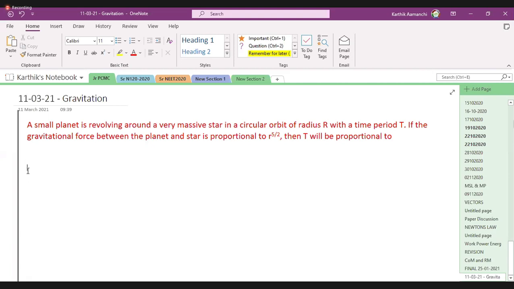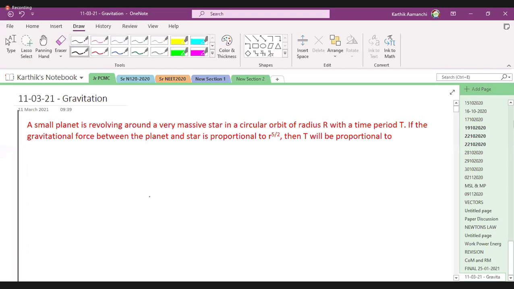So where a small planet is revolving around another large planet, what is happening? What are the forces on them? So centripetal force and the force GMm by r squared. Now what he says is, if the gravitational force between the planet and the star is proportional to r power 5 by 2, that means mv squared by r will also be proportional to r power 5 by 2. Yes.